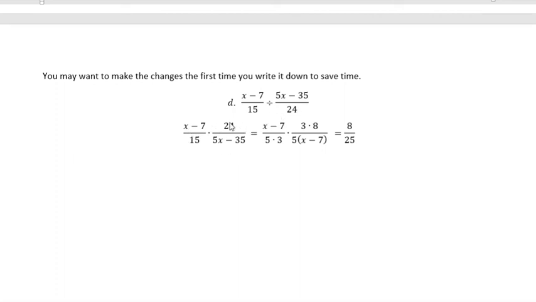This can't be factored. I could factor those. I did write those out, 5 times 3 and 3 times 8. Maybe you don't need to do that to see that. And then I can factor this by taking out a common factor. That's just reversing the distributive property. Take out the 5 and I have x minus 7 left. What can I cancel? I can cancel the x minus 7's. I can cancel the 3's. And that's it. I still have an 8 in the numerator, and 5 times 5 on the bottom is 25.